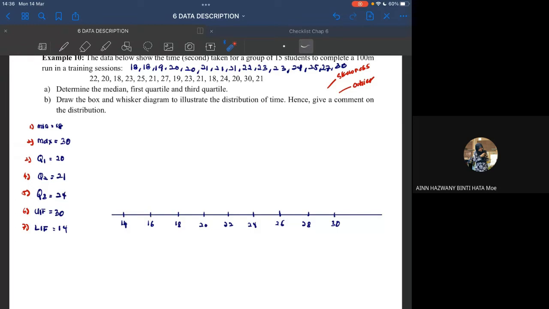Depends lah, kamu semua bijak-bijak fizik. Saya tak rasa ada masalah lah untuk kamu plotkan ni. Macam mana kamu lukis graf, macam mana kamu plot graf, macam tu lah kita kena buat. Okay, so now the first thing is minimum dengan maximum dulu. So minimum is 18, maximum is 30. 18, 30.